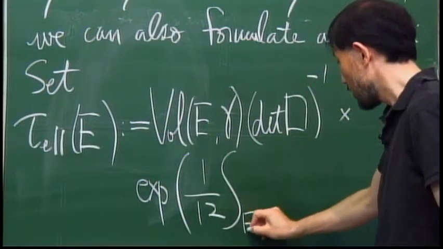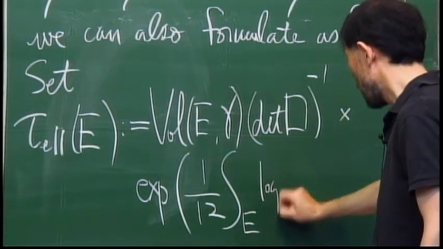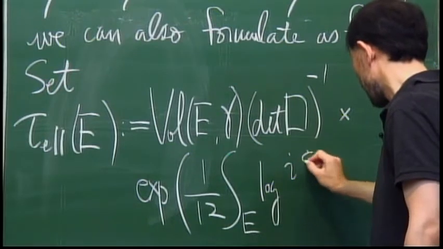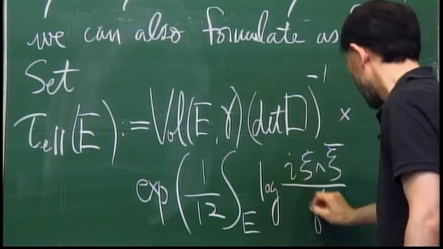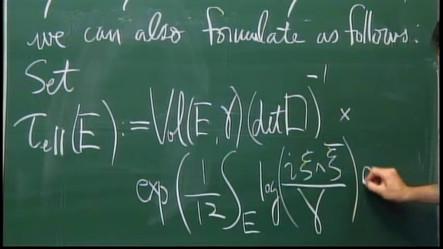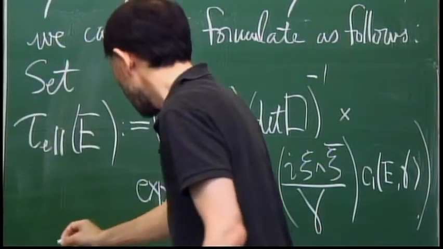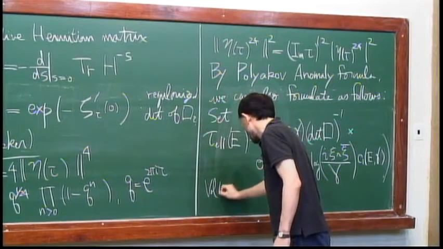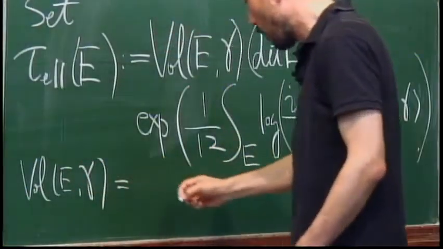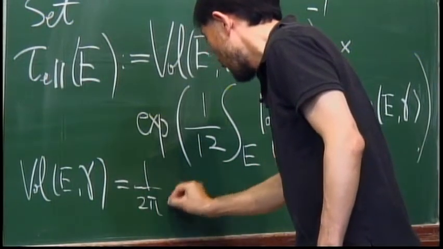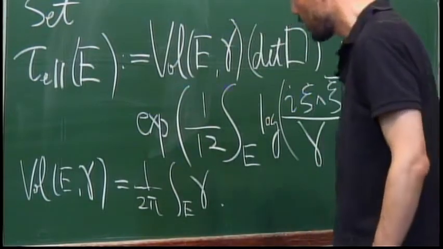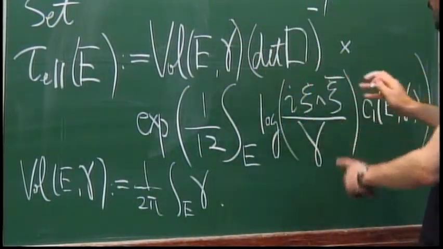That is, E to the log of something. Let me check the sign. Here I follow the convention in Arakelov geometry: to define the volume I multiply by 1 over 2 pi. So I introduce this number.